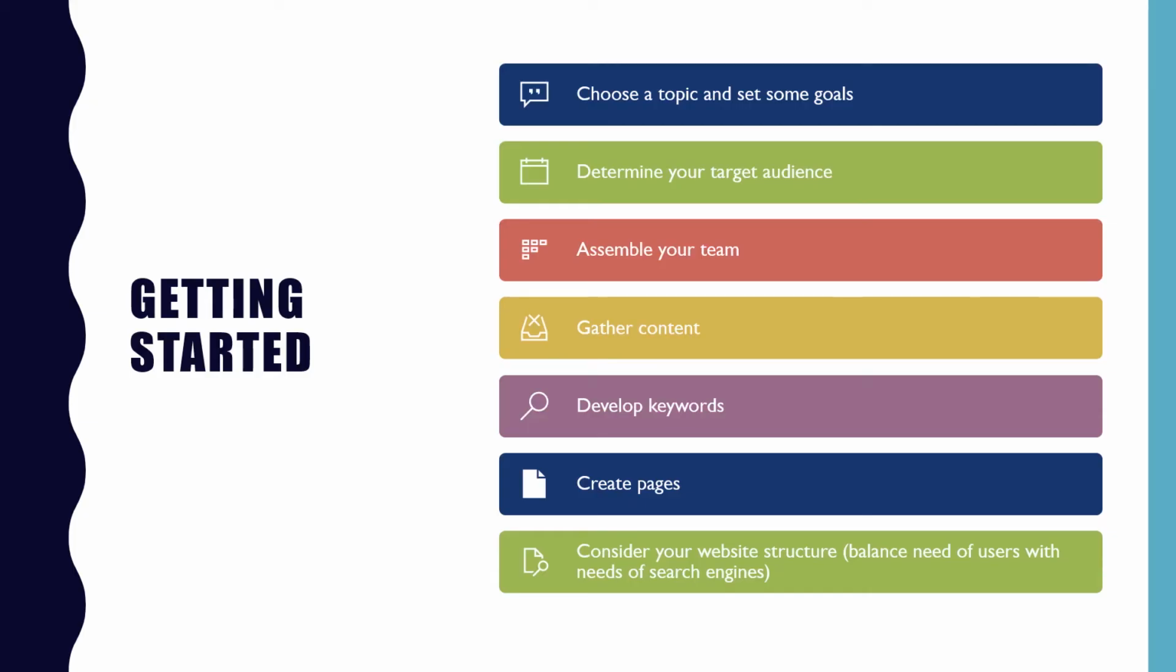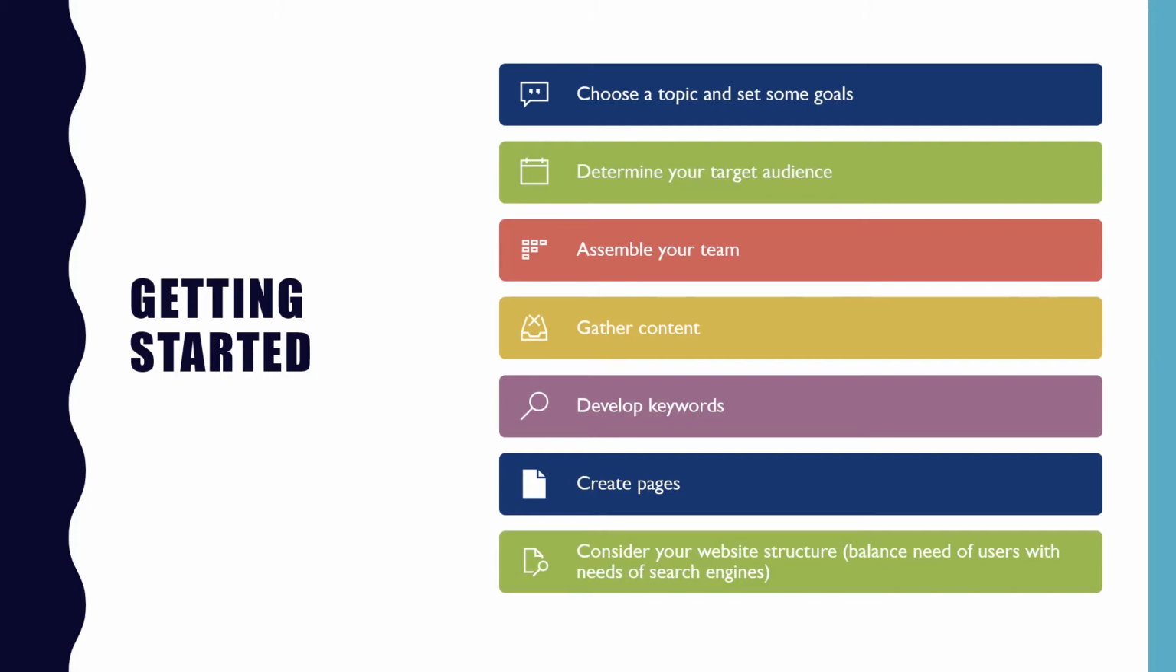So getting started with SEO. First, you want to really look at a topic and start setting some goals for yourself. Determine what your target audience is. In a later assignment, I'm going to have you actually describe and write up a description looking at your target audience so we can start thinking about what keywords are really going to help bring in that particular audience. You want to assemble your team, decide who all is going to be responsible. Are you going to have a copywriter who's going to be in charge of creating the content?